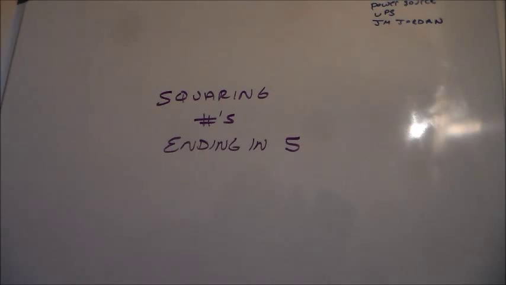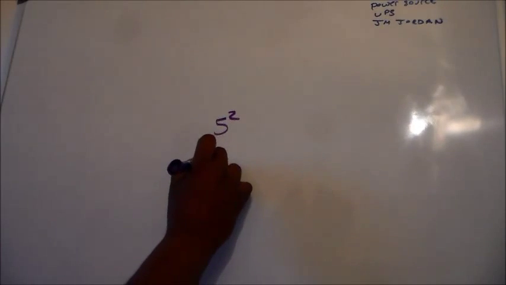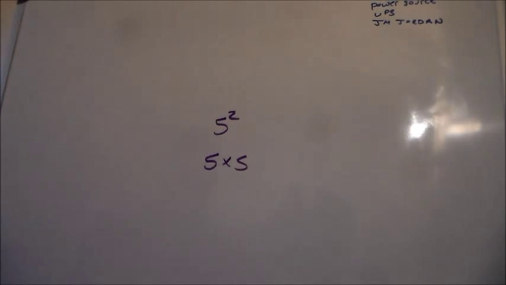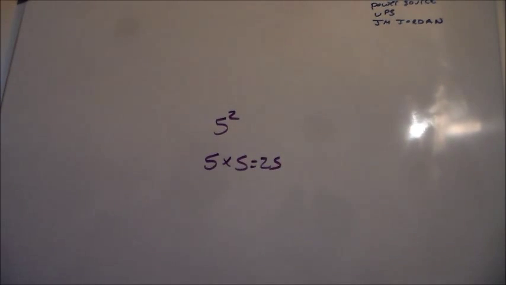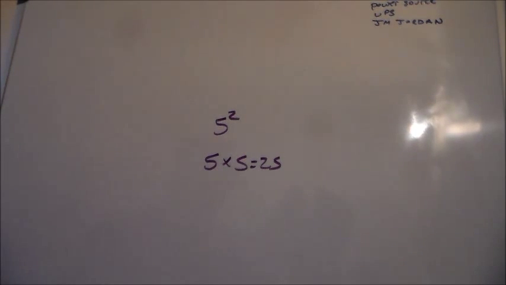Okay, ladies and gentlemen, today our math tip is going to involve squaring numbers that end in 5. Now, we know when we square a number, it'd be 5 times 5. That's basically what this 5 with the raised to the second power represents. 5 times 5 equals 25. Well, anytime you have a number that ends with a 5, these are going to be the last 2 digits in your answer.